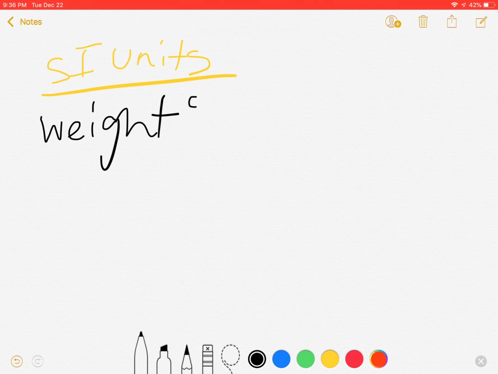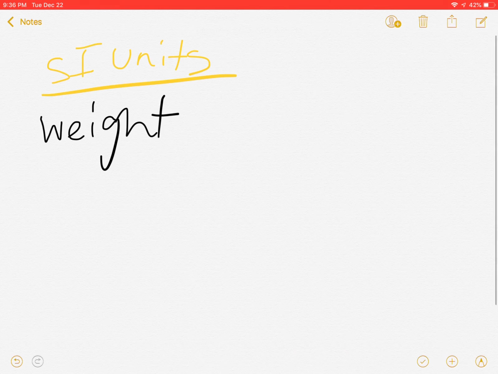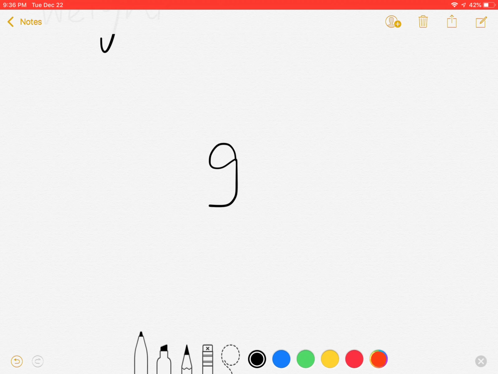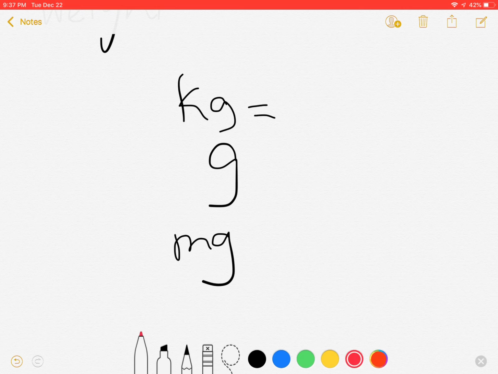Weight in the SI unit system is measured using grams. Right above a gram is the kilogram, which I've abbreviated as kg, and right below the gram is the milligram. Obviously, there are more units past the kilogram and the milligram, but when it comes to chemistry, you often won't really be using units outside of these three as much. And so a kilogram is equal to 1,000 grams.